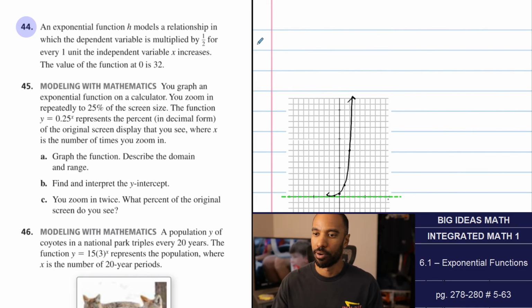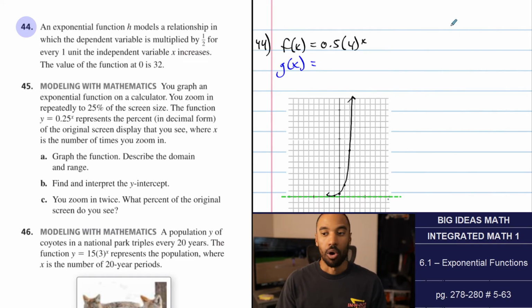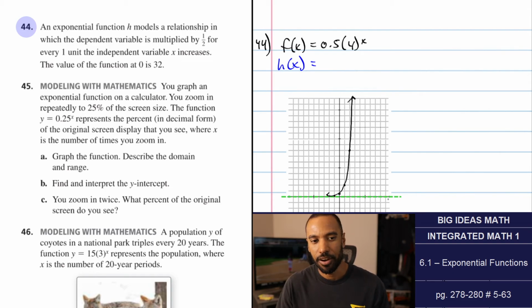So let's go on number 44. Again, the original f of x was 0.5 times 4 to the x power. And we have a brand new h of x, excuse me. The exponential function h models a relationship in which the dependent variable is multiplied by 1/2 for every 1 unit the independent variable x increases. The value of the function at 0 is 32.